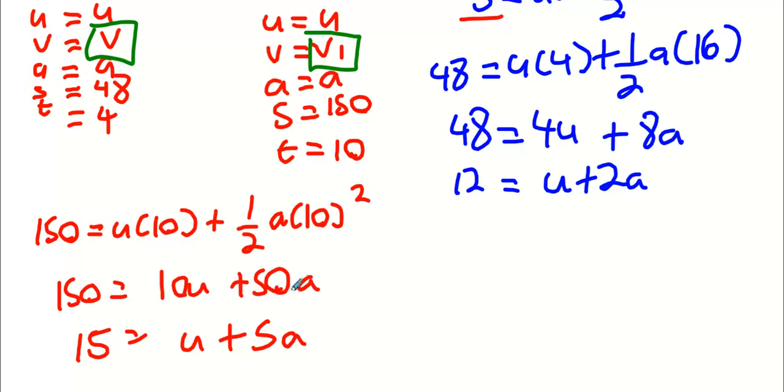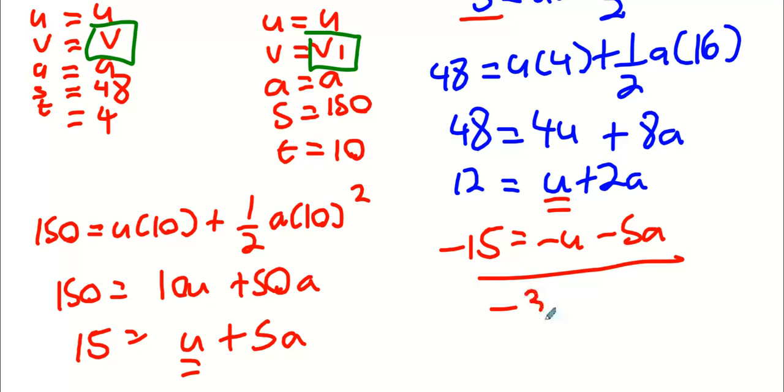Why divide both sides by 10? Just to make it smaller. The numbers aren't as big. I'm also eyeing up that U there with this U here. I'm going to multiply both sides by minus. Minus 12 equals minus U minus 2A, yeah. And then I'm going to get 3 equals 3A. And A is 1, yeah. That sort of lines up nicely. Is that okay with you guys?